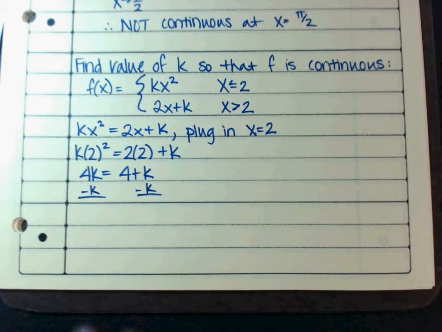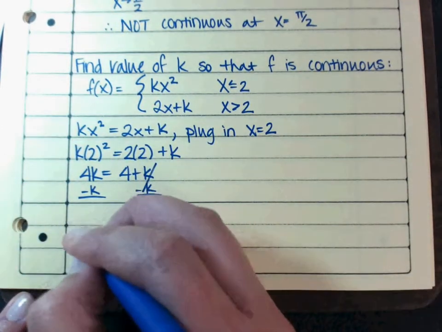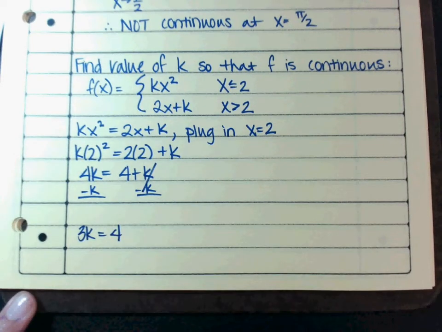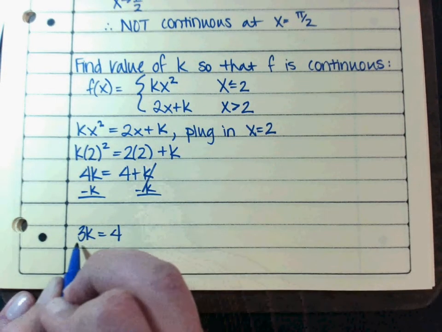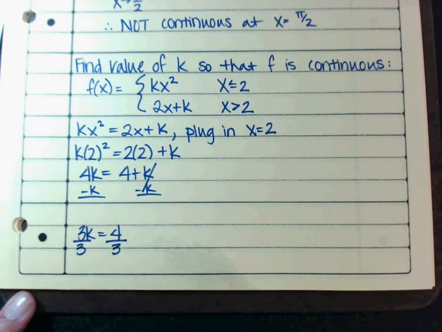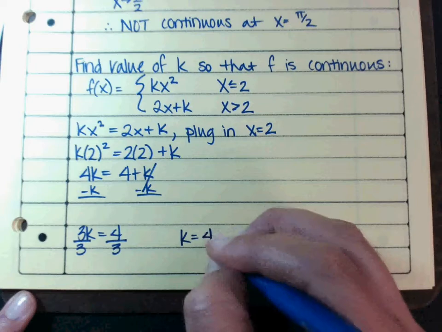You have to take away the k to get them on the same side, right? Because you can't divide if there's k's that are separate. You need to combine like terms. They need to be on the same side. So 4k take away a k is how many? 3k. And then if 3k is 4, then k is what? Divide by 3. 3 ends up on the bottom. So k would be 4/3. Good.